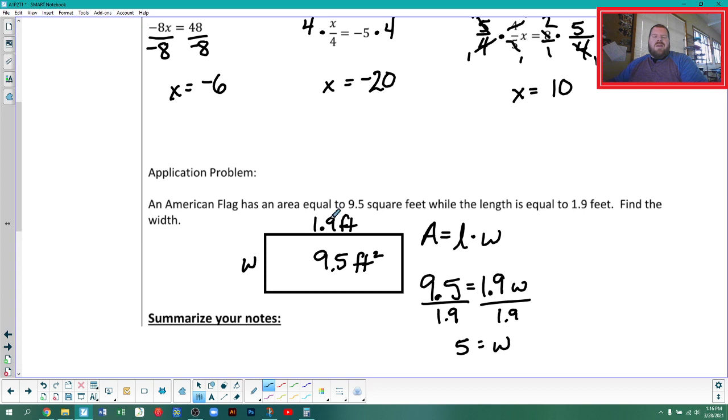Again, that's kind of mixed up. I would probably say that the width is 1.9 because our flag goes this way, right? It doesn't go vertically, but the width is 5. The width is equal to 5 feet.